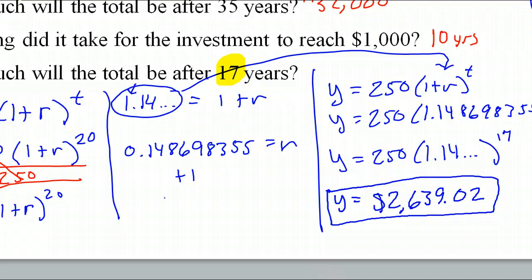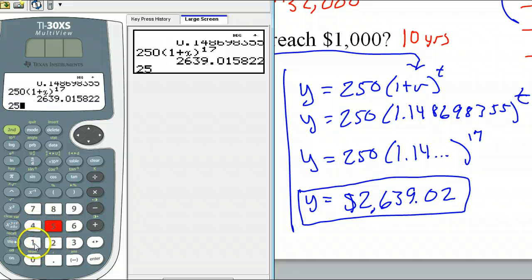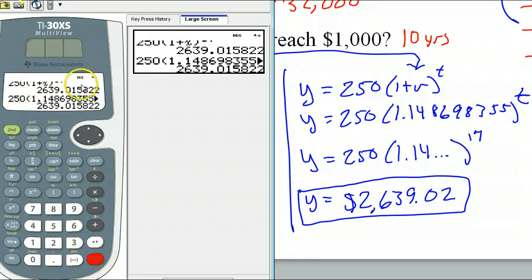Now that should be the same thing that we would have gotten if we had sat there and typed in all the decimals ourselves. If we had typed in, let's try it, 250 times 1.1486983355 to the 17th power. Yeah, it's exactly the same thing.